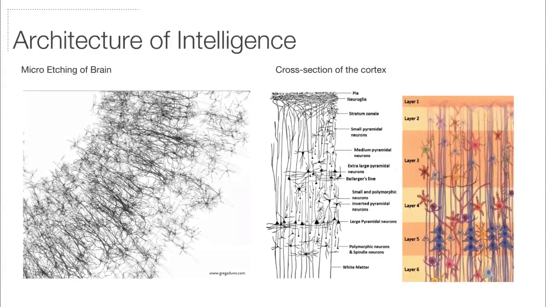The architecture of intelligence: when people started looking at the brain as a function, they started trying to understand the structure of the brain. And if you look at the etching of the brain, it looks something like this. All the neurons are connected. When you look at it from outside, it looks like they're connected in a very random, haphazard manner. But when you start etching it, you start noticing some beautiful patterns, layers and layers and layers of neurons all connected in a meaningful manner.